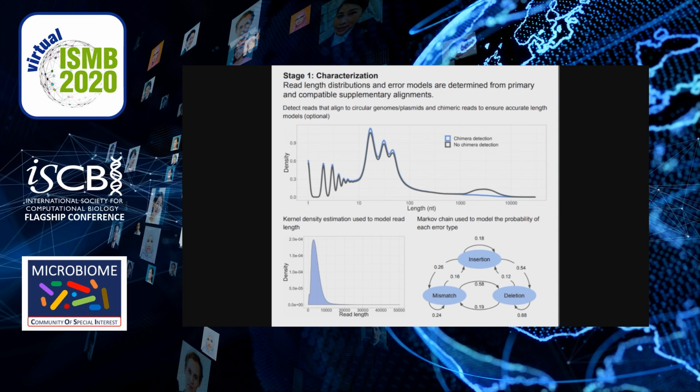Using the information from the alignments, we then model read length using kernel density estimation. Several aspects of read length are modeled, such as the length of the aligned region of each read, the ratio of unaligned region to the aligned region of each read, as well as other aspects. To model errors, specifically the probability of each error type, we use a Markov chain as shown here on the right. We also model error and match lengths using mixture models.